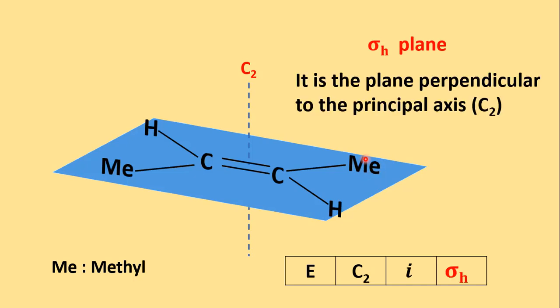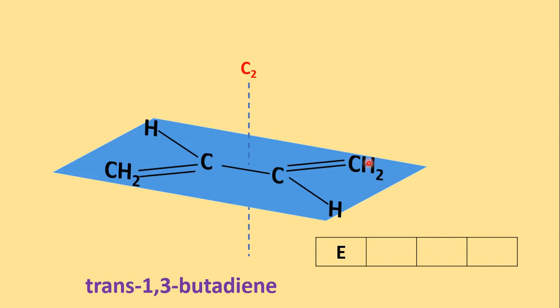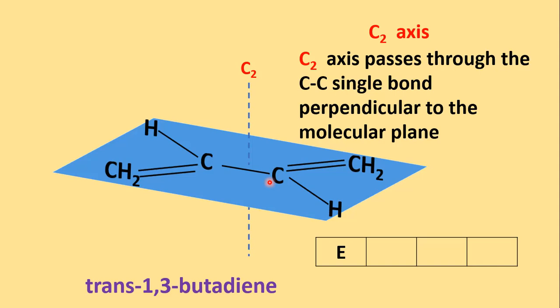Next we come to this molecule. This contains two double bonds. This is 1,3-butadiene and this is trans 1,3-butadiene. The C2 axis passes through the C-C single bond and it is perpendicular to the molecular plane.